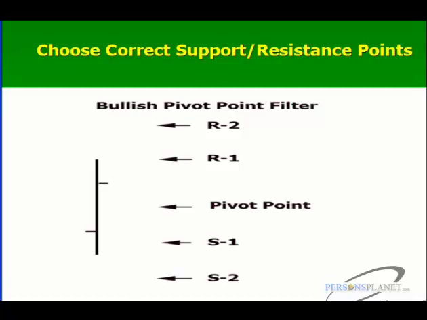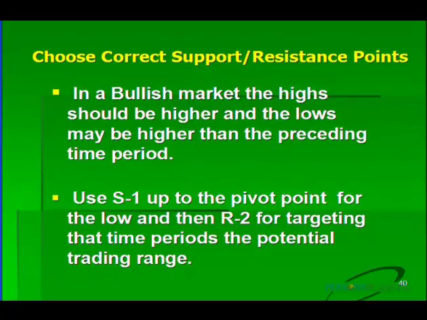If we're bullish, why would we be looking at S2? In a bullish market, we should be looking at what? Higher highs. The highs should be higher, and the lows hopefully should be higher than the preceding time period. In that environment, I use the S1 up to the pivot point for targeting what might be the low of the given session, and then I'm looking for R2 for targeting that time period's potential trading range.